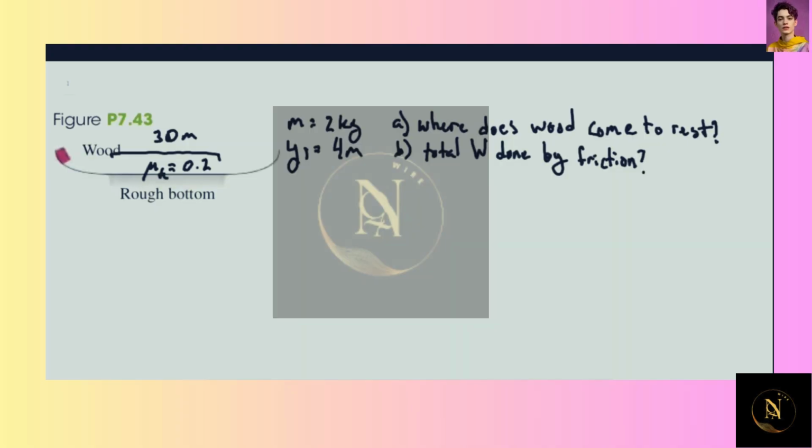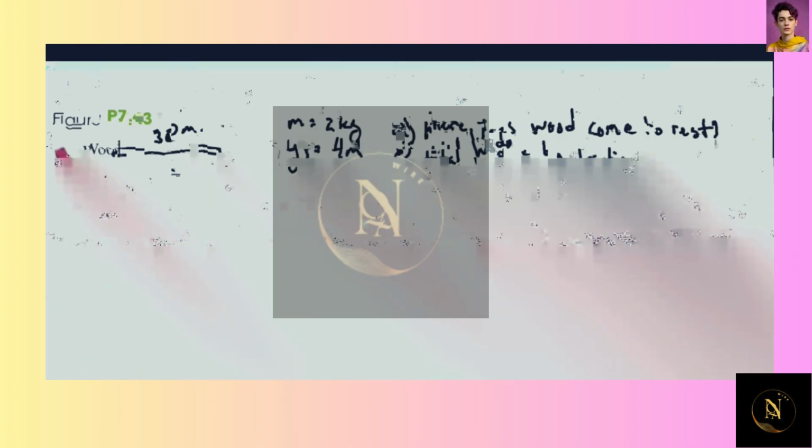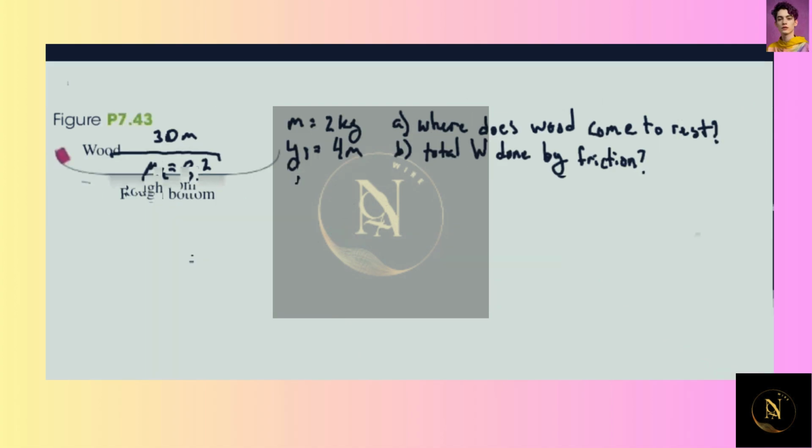Problem 7.43. We have this block of wood sliding around on a surface. The sides of it are smooth and frictionless, but the bottom of the surface is rough, with a friction coefficient of 0.2. And this is 30 meters wide, starting 4 meters above the bottom part of this bowl.